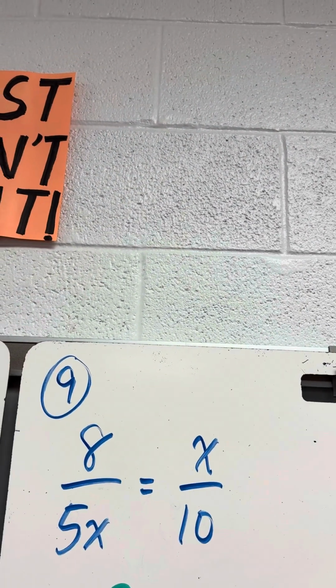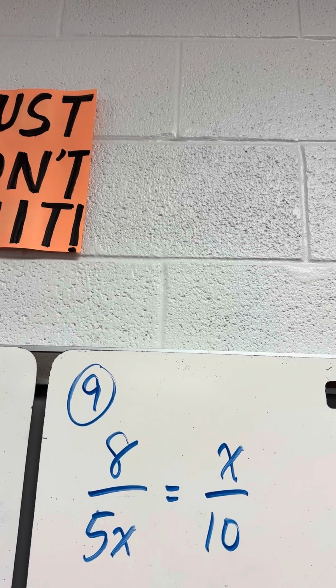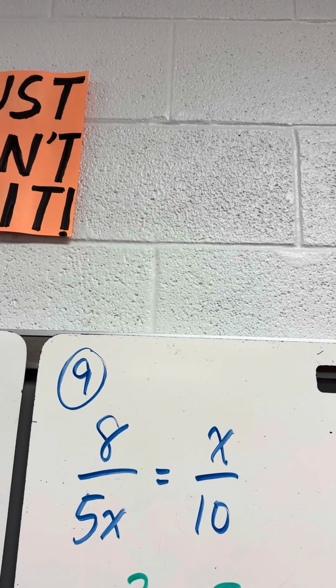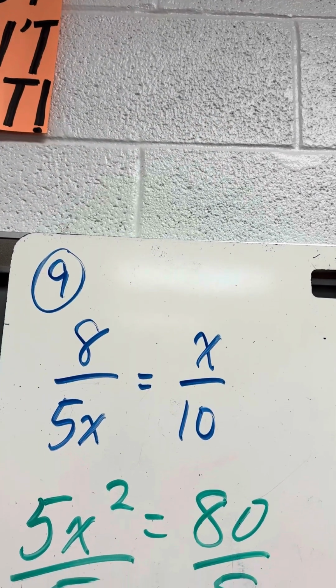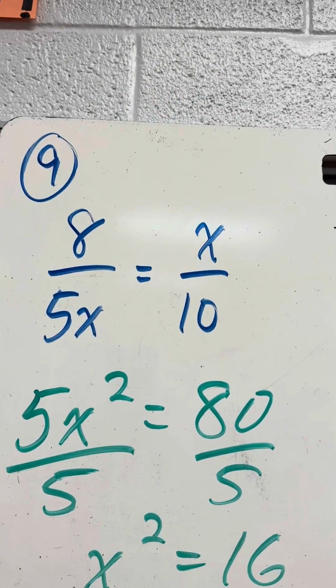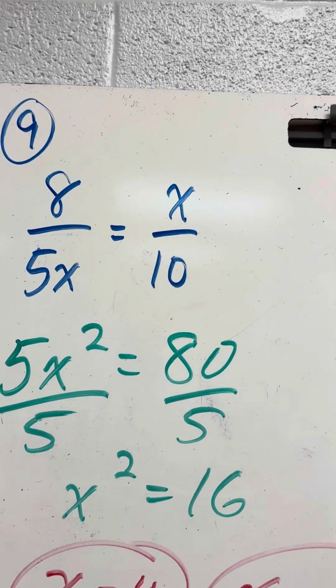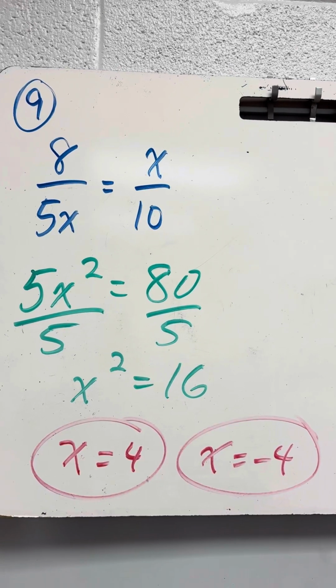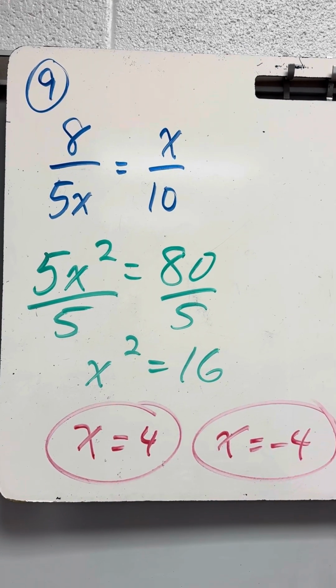Over here, 5x times x is 5x squared. 8 times 10 is 80. Divide by 5, you get x squared equals 16. Take the square root, you get x equals 4 or x equals negative 4.